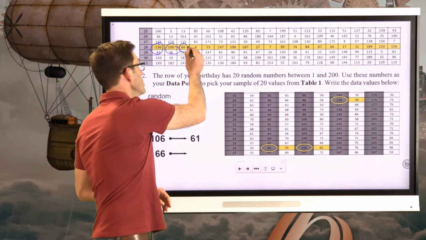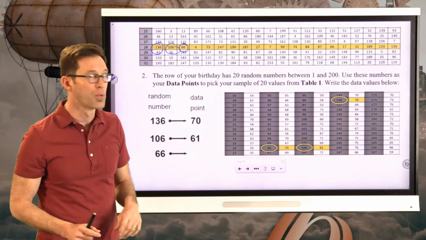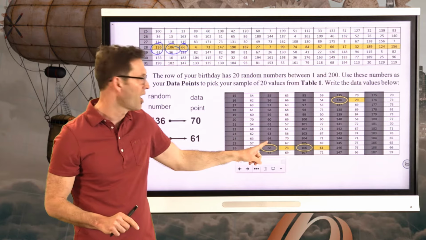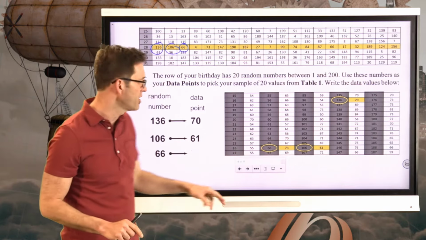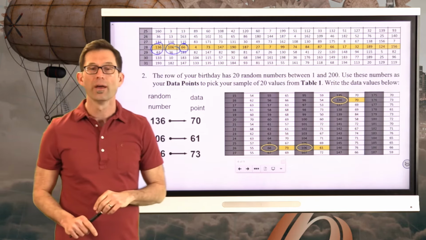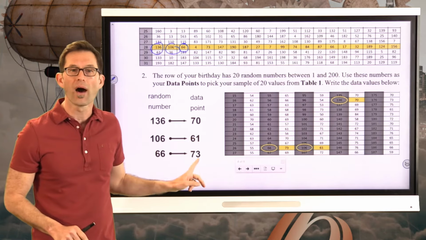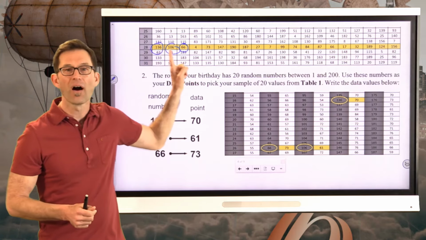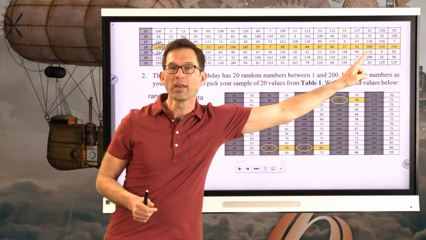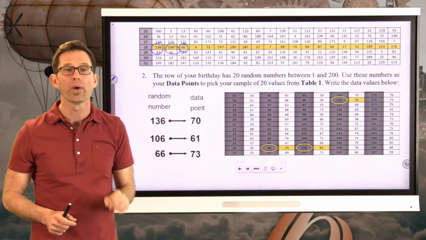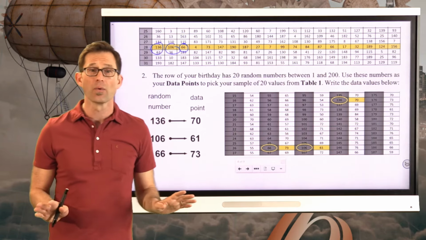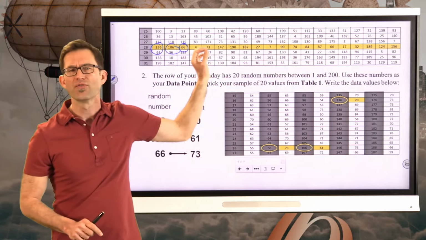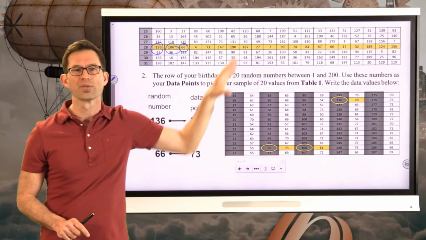Then I go to the 66th number in my table. I've got to watch out because 66 almost seems like it's a height, but it's not. All right, and that gives me a height of 73, right? So these are the first 3 heights that I randomly sample from the height table based on this row of 20 randomly generated integers between 1 and 200. And that's exactly what I did. I just used a spreadsheet to fill this table with tons and tons of random numbers that go from 1 to 200.